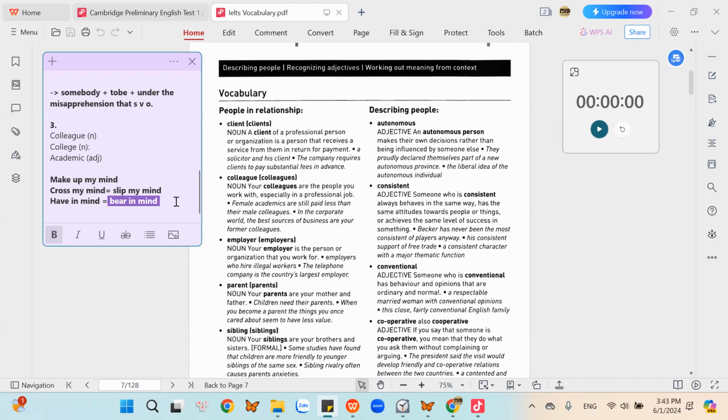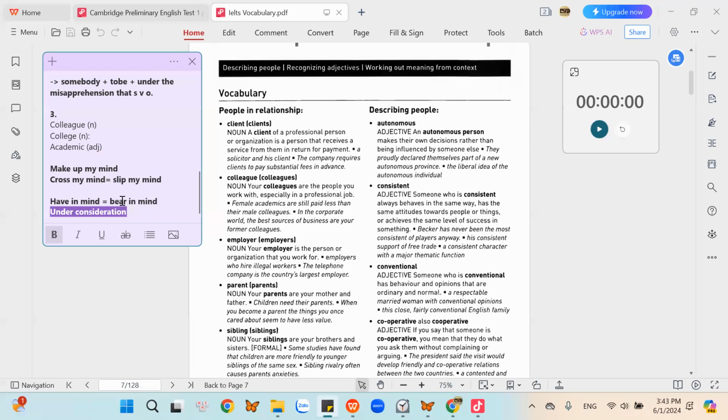It means I keep this situation in mind, or I am thinking about this situation, or this situation is under consideration. The word that we studied yesterday, something under consideration, right? So when you bear something in mind, it means you keep thinking about that thing, and that thing is under consideration. So let's go crazy. Show me your situation for these words.